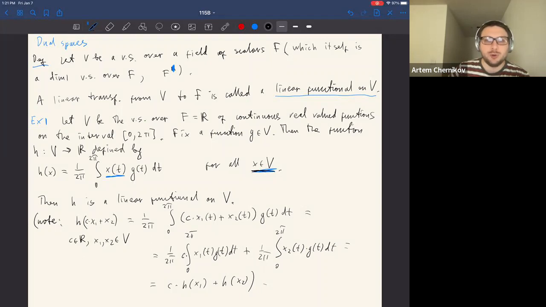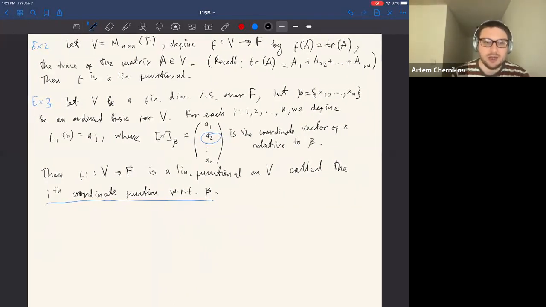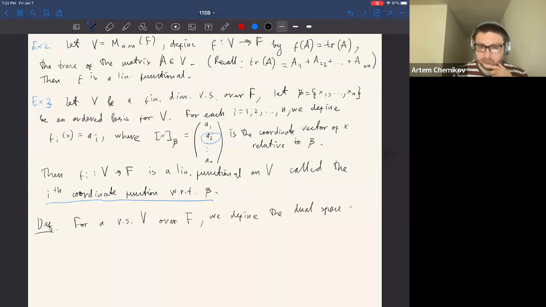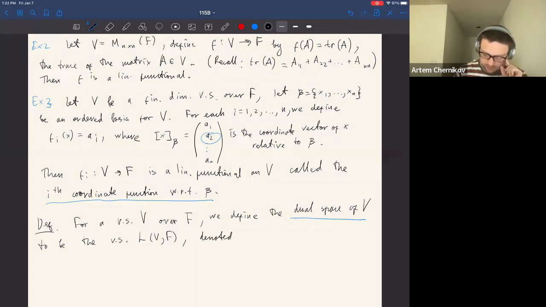Okay. So we are going now to define the dual space of a given vector space. So let's go back. So for a vector space V over F, we define the dual space of V to be the vector space L(V, F). Okay. So we define the dual space of V to be the vector space of all linear functionals on V. And we denote it by V star. Okay. So star means dual. Okay. So just the definition so far. So the dual space of V is literally the space of all linear functionals on V.